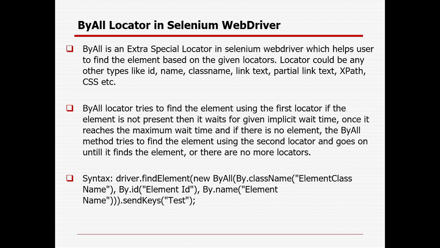So ByAll is an extra special locator in Selenium WebDriver which helps the user to find the element based on the given locators. The locator could be any type like ID, name, class name, XPath, CSS, all this stuff. ByAll tries to find the element using the first locator. If the element is not present, it will wait for the given implicit wait time. Once it reaches the maximum wait time and there is no element, then the ByAll method tries to find the element using the second locator, and goes on until it finds the element or there is no more locator. So that is the syntax.